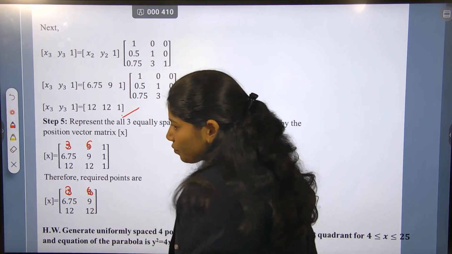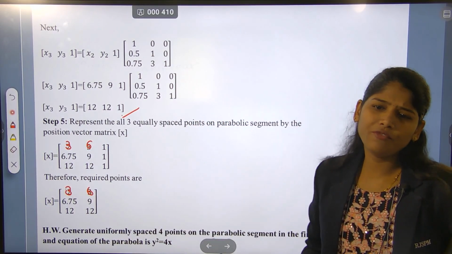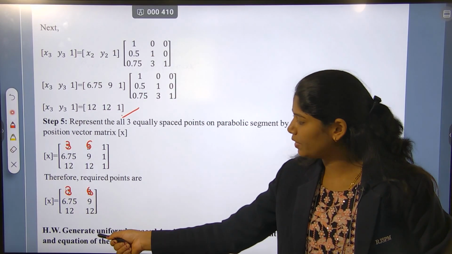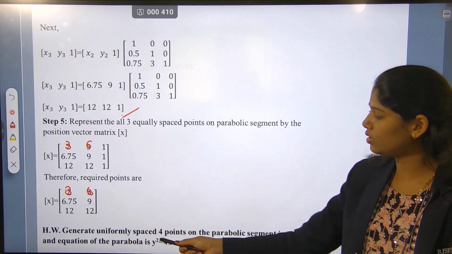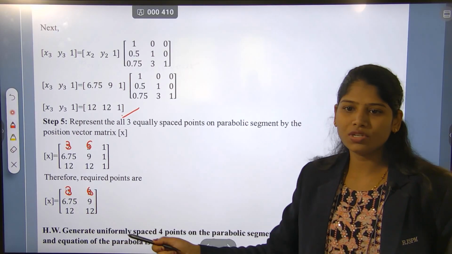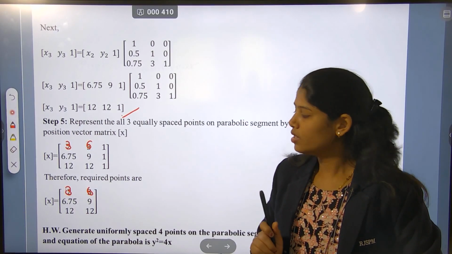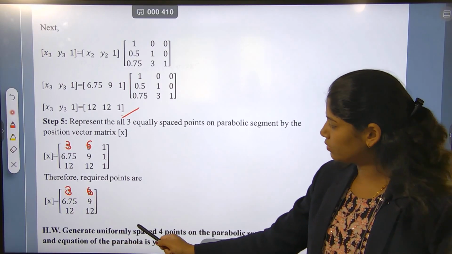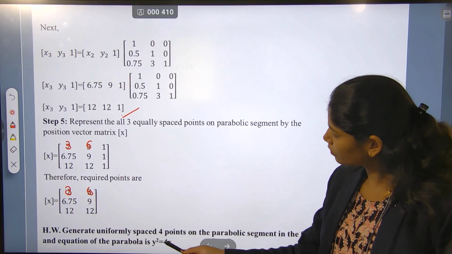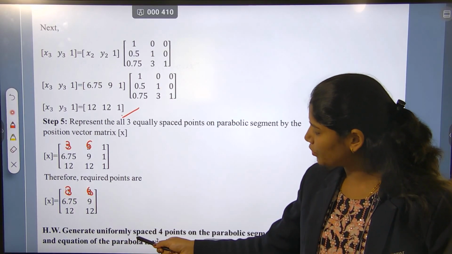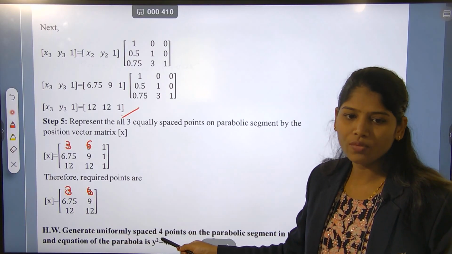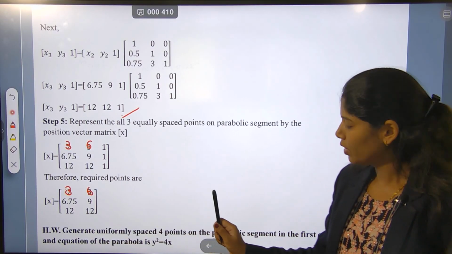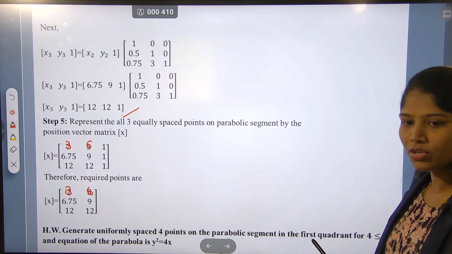Okay. So in the same way, you can solve this question also. This question is for homework, do it yourself. Just see, the question is: generate uniformly spaced 4 points. So the value of n is 4. Parabolic segment in the first quadrant.